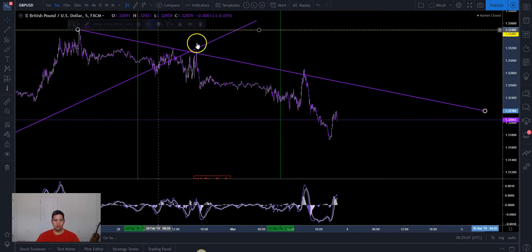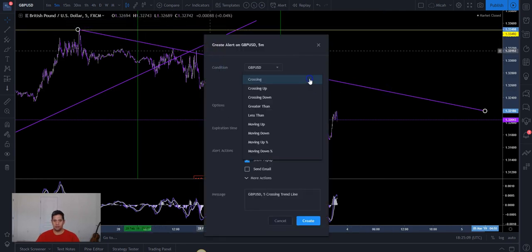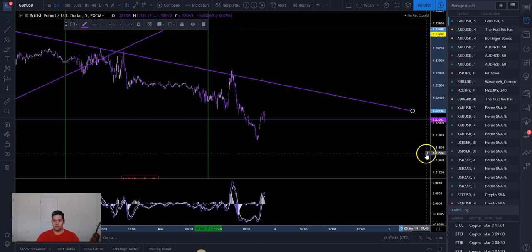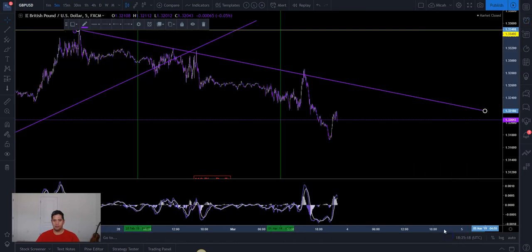I'm going to set an alert crossing up, and I want it at the close. So this is the trade that I'm going to look into next week. When price breaks this, it's going to trigger an alert to my TradingView app on my phone. And then, I'll wait for the MACD crossover and enter as usual. If it doesn't, hey, no biggie.